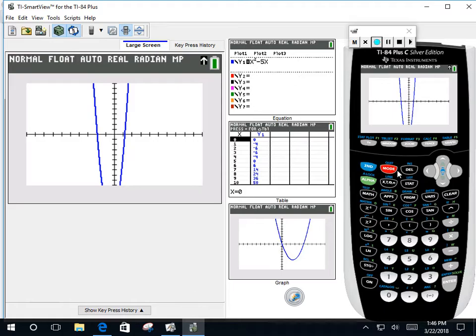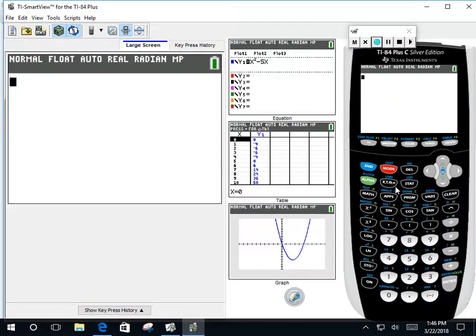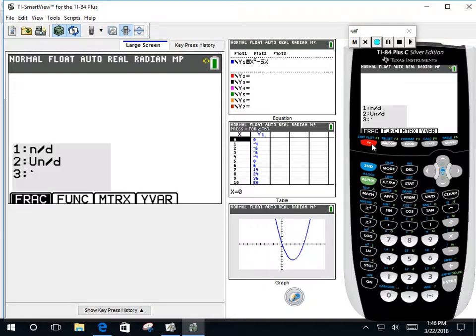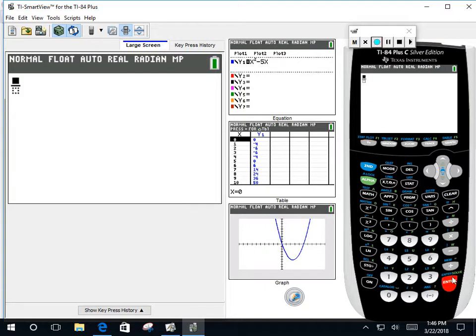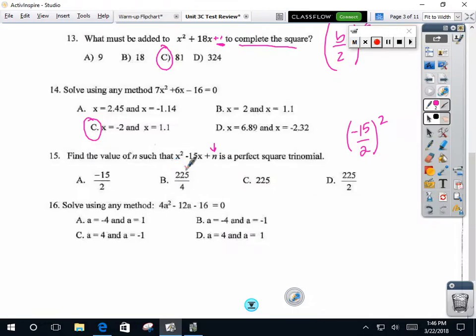It's a fraction, so to type that -15 divided by 2 in, you would do what first? Alpha y equals n over d for numerator over denominator, and then -15 over 2, and then squared. 225 over 4. Yep. Anytime you're trying to complete the square or make a perfect square trinomial, you just do b divided by 2 squared, and that will be your c value.